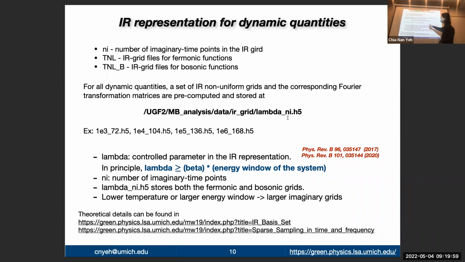Essentially, each file contains both the fermionic and bosonic information. So at this moment, you just pass exactly the same file to both options. Maybe in the end we'll just remove one of them.